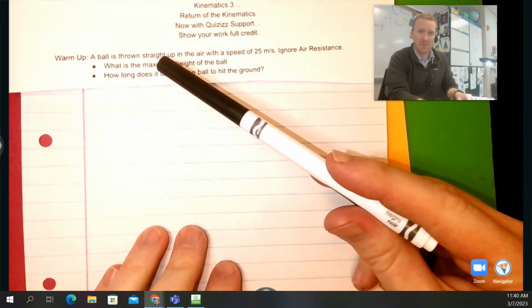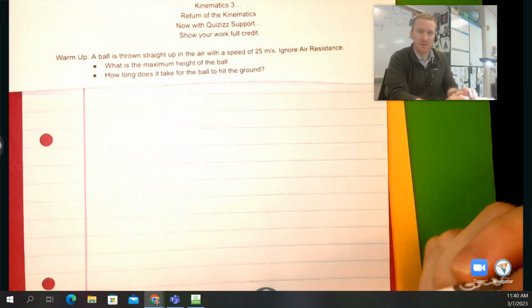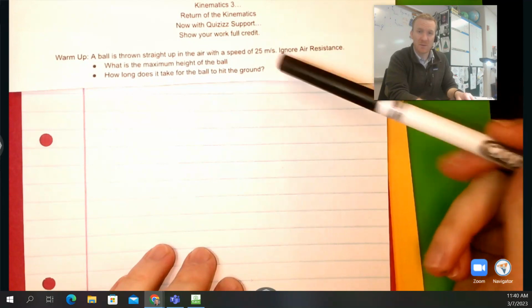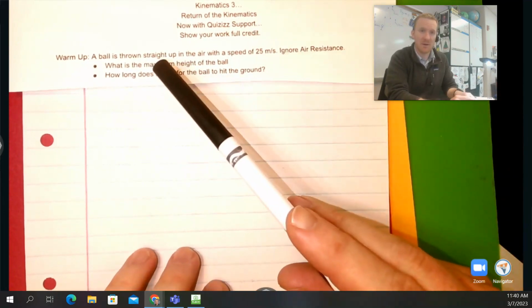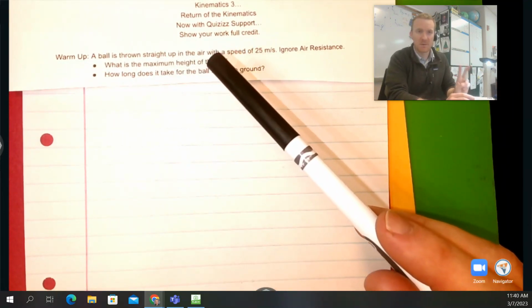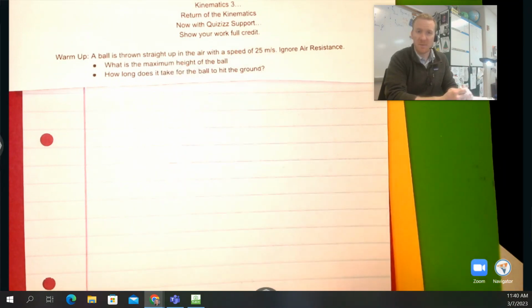We're going to have a ball that's thrown straight up into the air with a speed of 25 meters per second. We are ignoring air resistance. This is really important. We'll come back to it later. We want to know two things about this ball's motion. First, what is the maximum height of the ball, and then how long does it take for the ball to actually hit the ground?